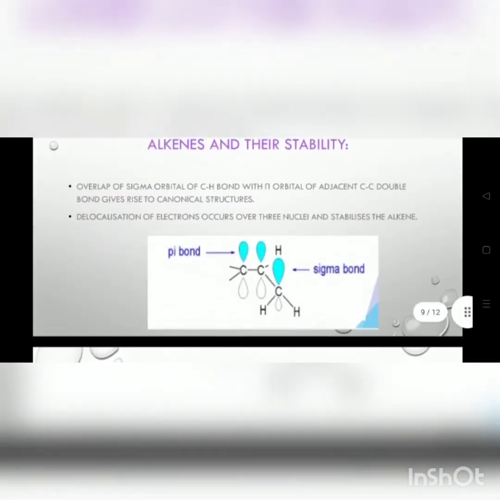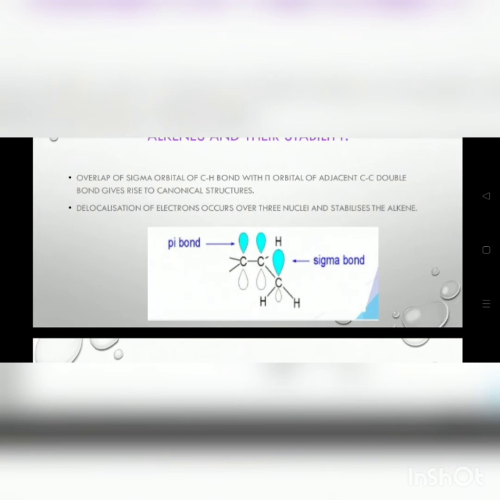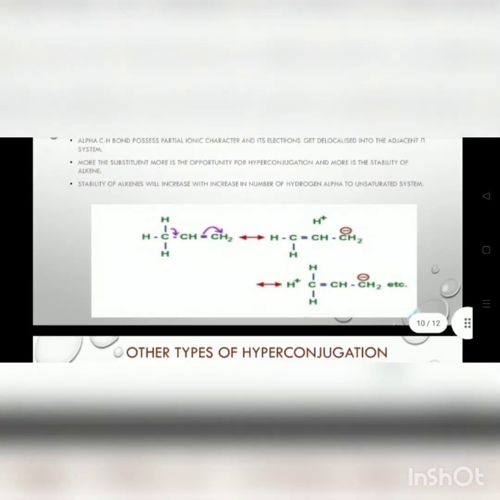Alkenes and their stability. Overlap of the sigma orbital of the carbon-hydrogen bond with the pi orbital of the adjacent carbon-carbon double bond gives rise to canonical structures. Delocalization of electrons occurs over the three nuclei and stabilizes the alkene. The alpha carbon-hydrogen bond possesses partial ionic character and its electrons get delocalized into the adjacent pi system. The more the substituents, the more is the opportunity for hyperconjugation and the more is the stability of the alkene. Stability of the alkene will increase with the increase in the number of hydrogens alpha to the unsaturated system.